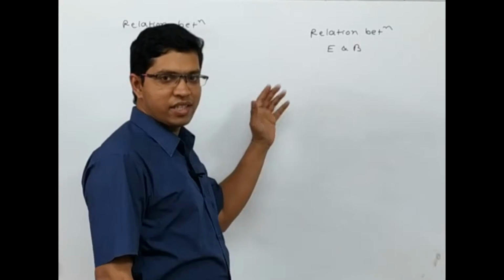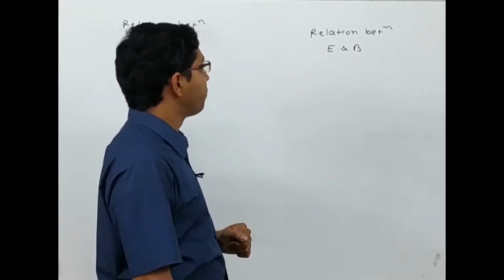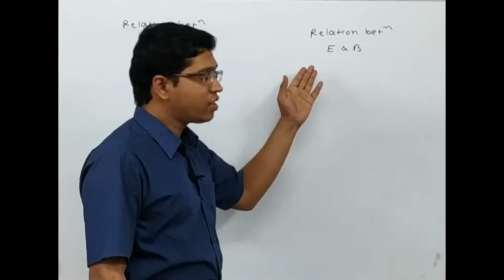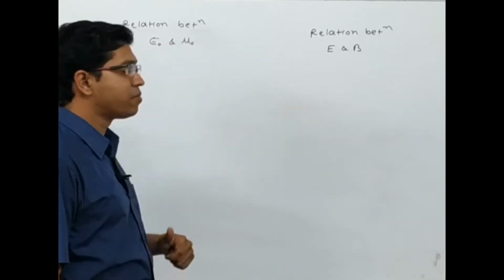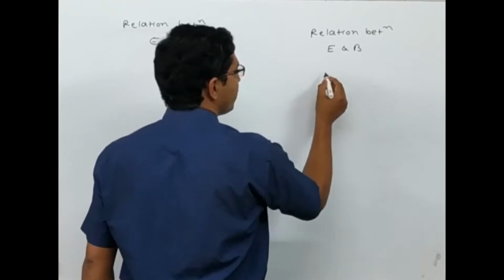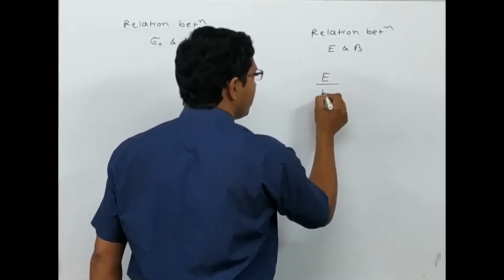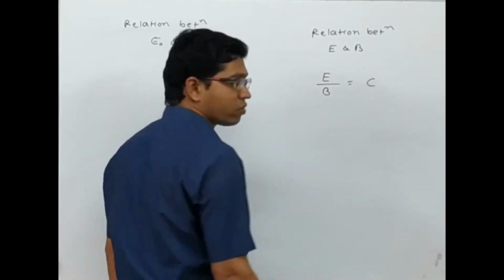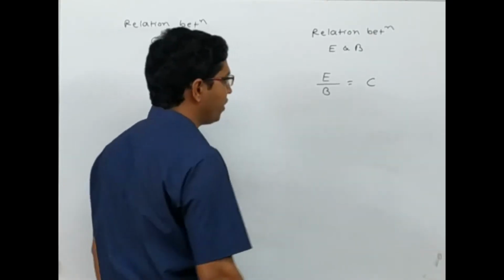So this is the passage which is based on electromagnetic waves, and what they are asking us to find is the relation between E and B and epsilon 0 mu 0. Now when I want to find the relation between E and B, we certainly know that E by B is nothing but the speed of light from the theory of electromagnetic waves.